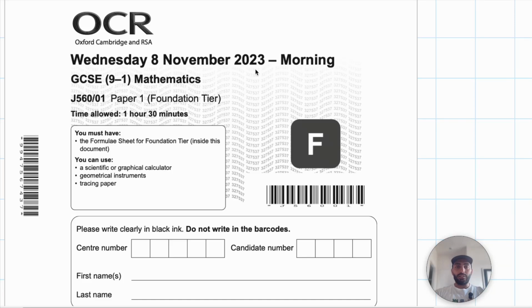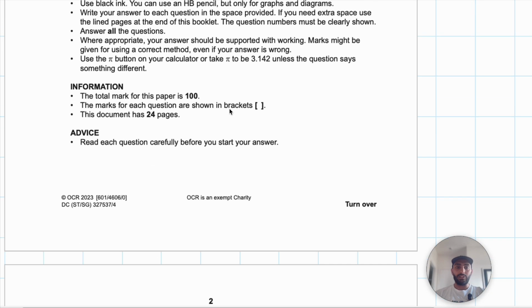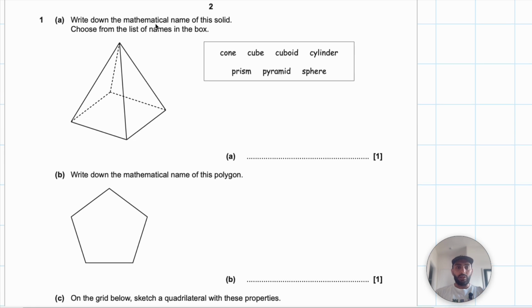It's the OCR GCSE Maths Foundation Calculator Paper 1 from November 2023. Let's get straight into it. Question 1. Write down the mathematical name of this solid. Choose from the list of names in the box. So this is going to be a pyramid.